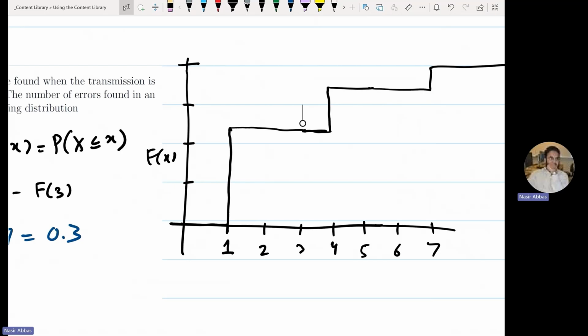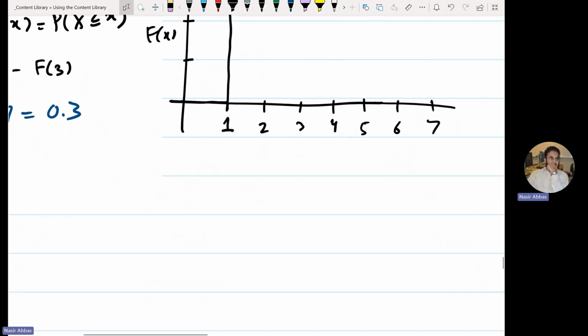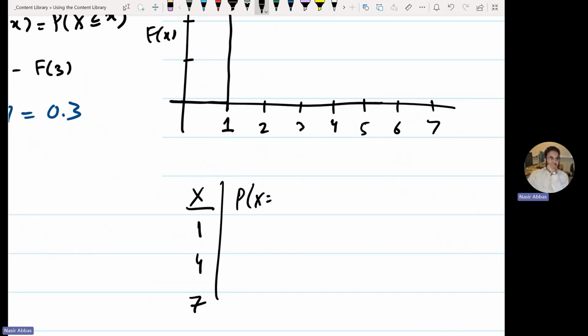Then the mass function at 5 is 0. 5 is not a possibility. 6 is not a possible value. No mass was added. Then suddenly a little bit more mass was added at what? 7. How much was added? 0.1. So this way you can get the mass function back like this. You have x: 1, 4, and 7. And the probability of X equals x is 0.7, 0.2, and 0.1.